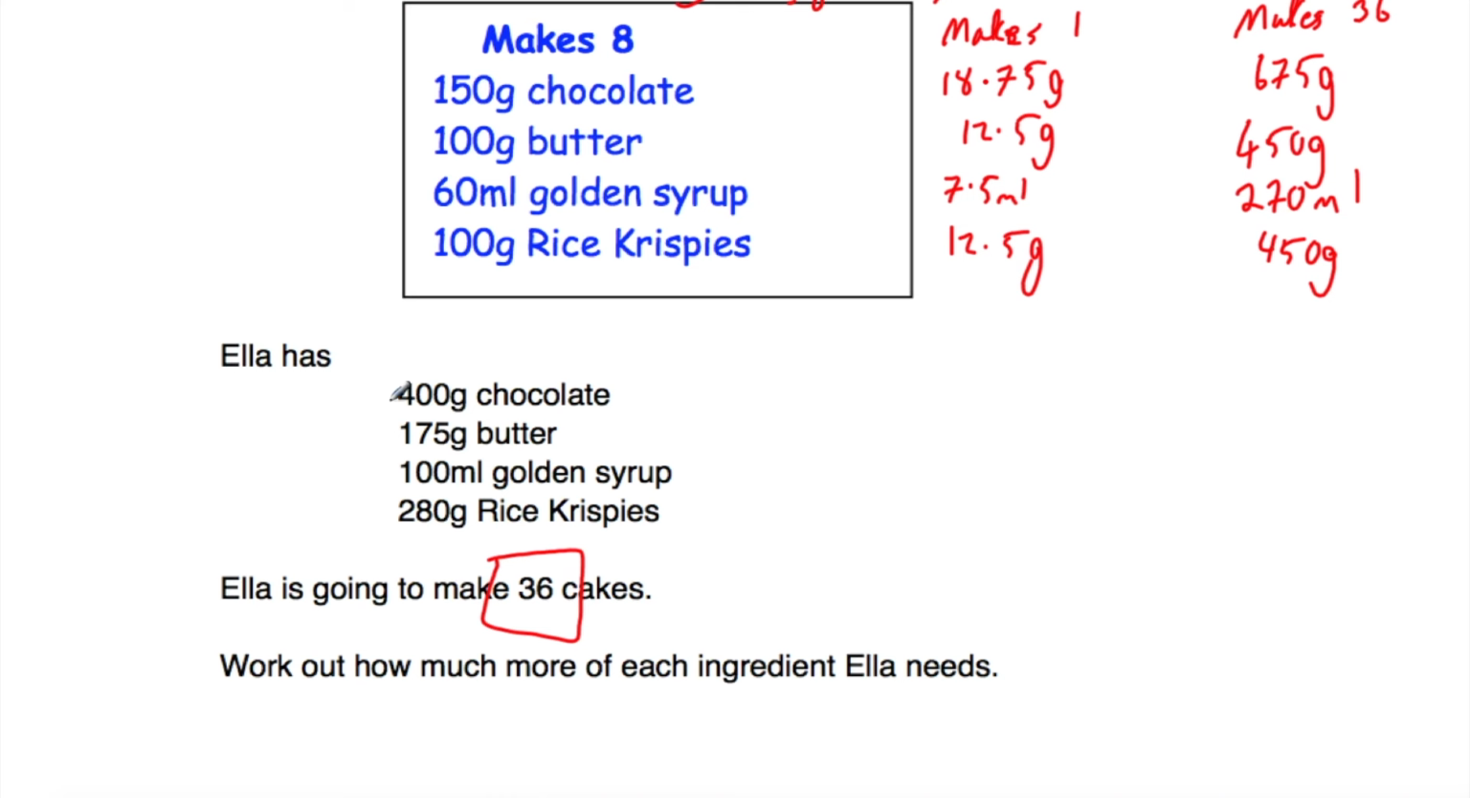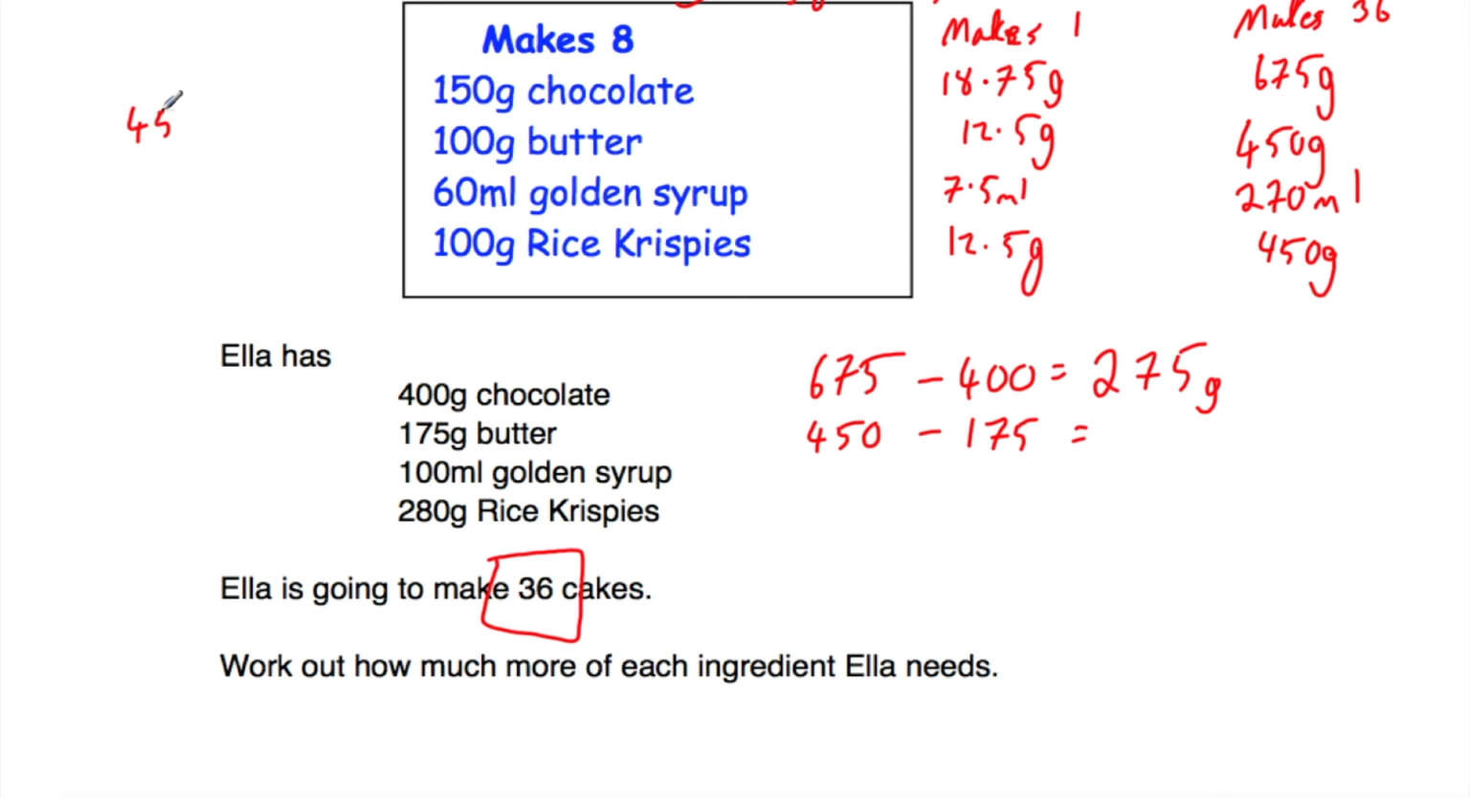So we need to subtract what she has away from what she needs in total to see how much more she needs. So in terms of the chocolate, we would take the 675 grams that she needs and we would take away how much she's got, which is 400 grams, and the difference would be how much more she needs. So she needs another 275 grams of chocolate. In terms of the butter, she needs 450 grams altogether. She's got 175 grams. So if we do 450, take away 175, that'll tell us how much butter she'll need.